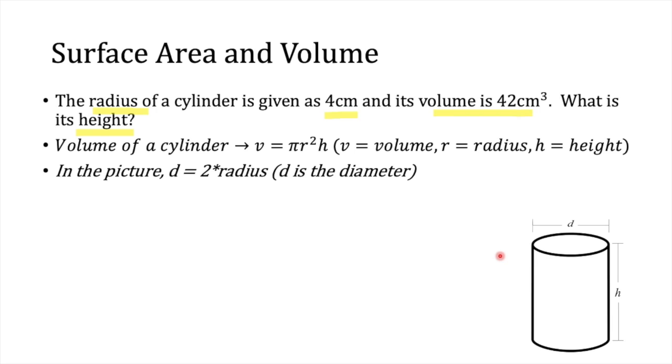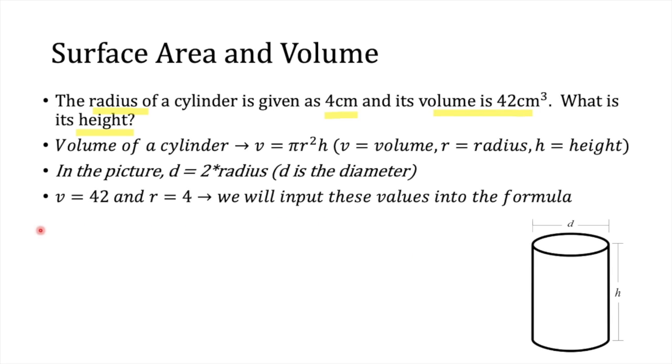Coming back to our problem, we see that the volume is given as 42 centimeter cube and the radius is 4 centimeters. Now, since we have a formula of V equal to pi r square h, we will input these values into the formula directly and solve for h. So that's a formula, and we put in the values. So 42 is equal to pi times 4 squared times h, and this can be simplified to 42 is equal to pi times 16, which is 4 squared.